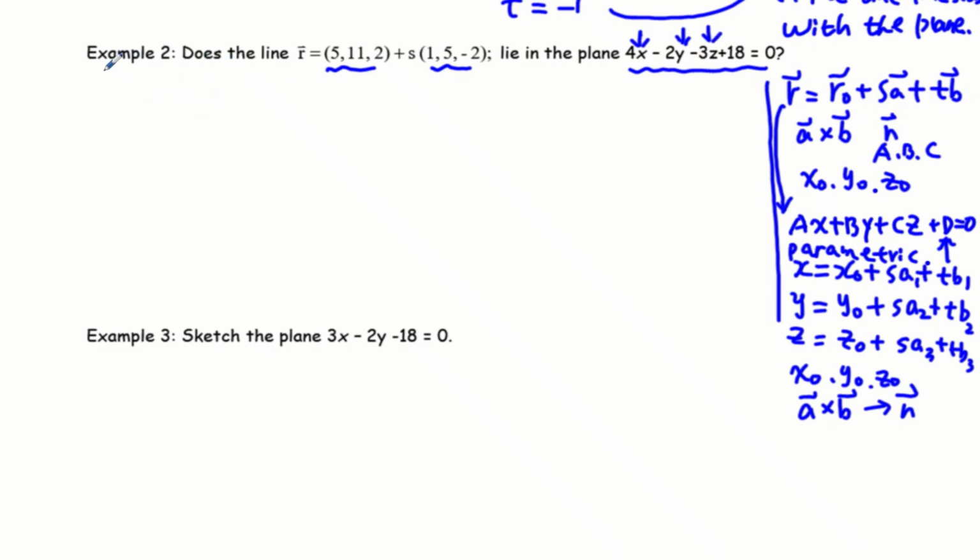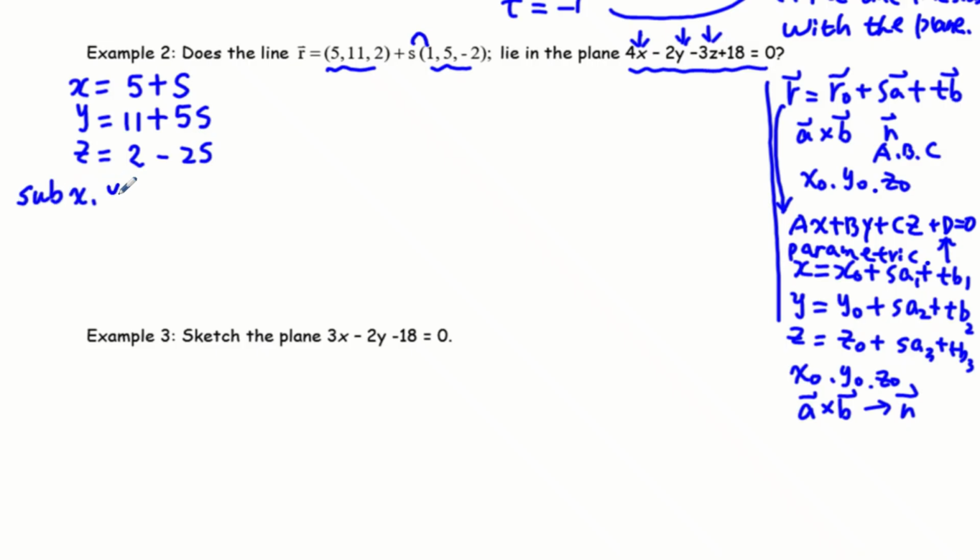So from the equation of the line, we can write it in the component vector, the parametric equation form. So x0 plus s times a1, so it's 5 plus s. Y is 11 plus 5 times s. The z is 2 minus 2 times s. Then we sub x, y, z into the equation. We could call this one 1.